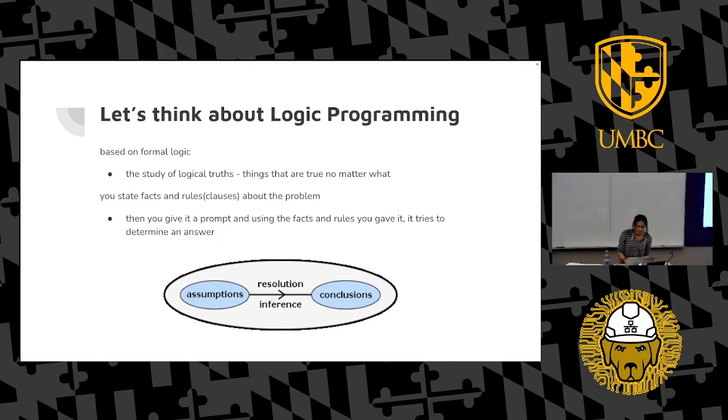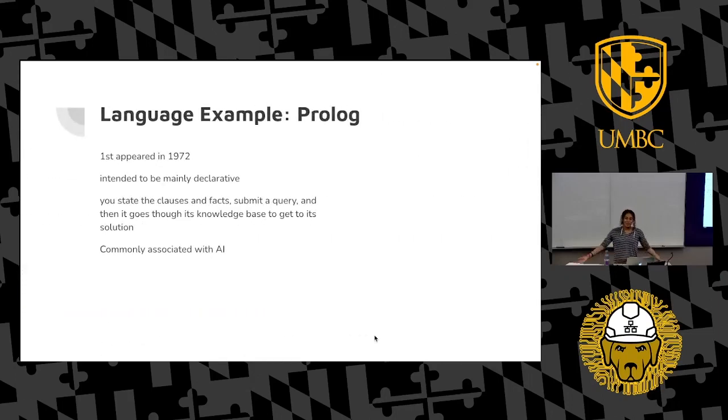Okay, there it is. So it's based on things that are true no matter what. Essentially, you tell the programming language a bunch of facts and rules about the problem you want to solve, and then you give it a prompt, or you give it the problem, and based on those rules and facts, it'll try to make assumptions and inferences and get to a conclusion. An example of these programming languages is Prolog.